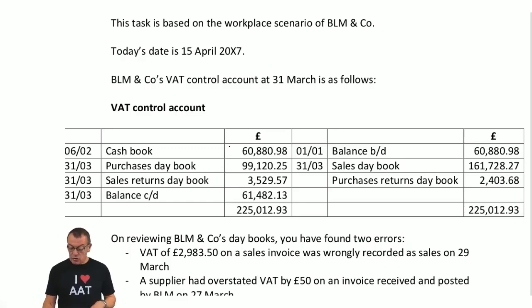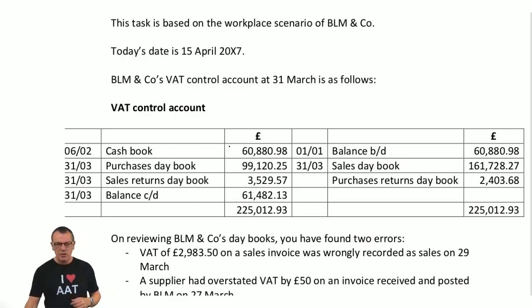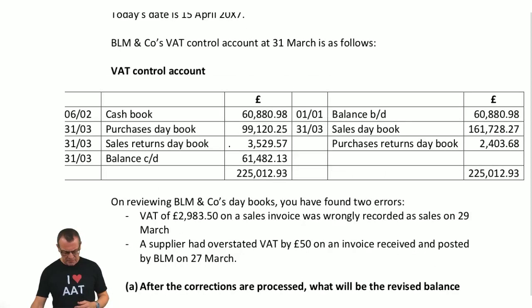Now, we've also got a sales day book in there, and we've got a figure of 161,728.27. That's fine, and a purchase returns day book. So that looks okay. Now let's have a look at the requirements of the question. I think that's the best thing to do. Everything looks fine there.